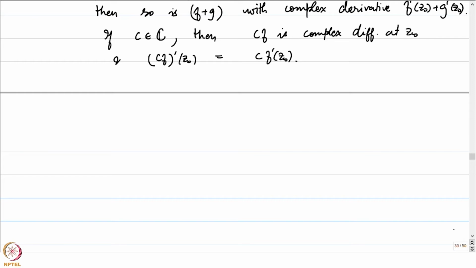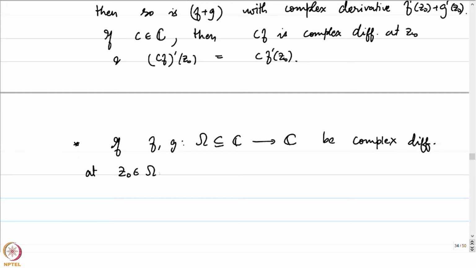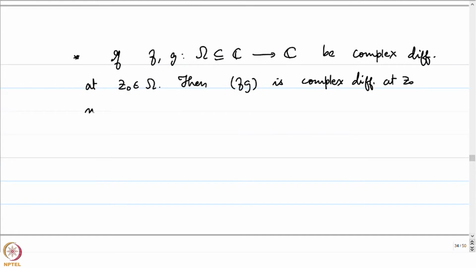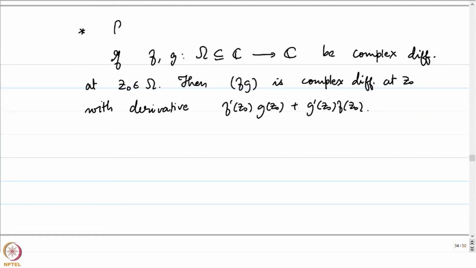Well, not just the linearity property, the product rule also holds. If f and g are maps from omega, again some subset of C, into C, complex differentiable at a point z naught in omega, then fg is complex differentiable at z naught with derivative f prime at z naught times g at z naught, the usual Leibniz rule, plus g prime at z naught times f of z naught. So this is called the product rule. The first one was linearity.